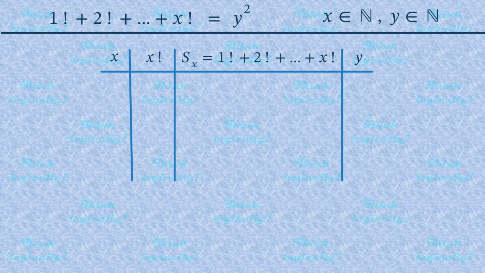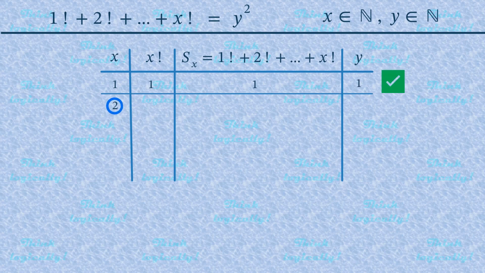We start, of course, with x equal to 1. 1 factorial is 1. S sub 1 is also 1. 1 is 1 squared. So y equals 1 and we have a solution.